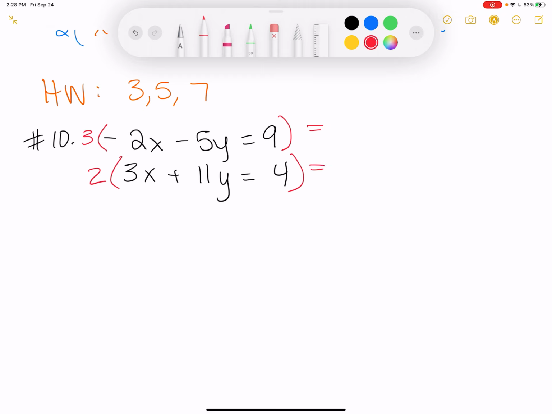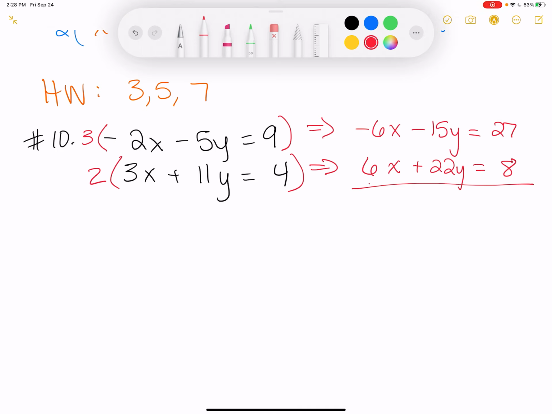So my new equations are negative 6x minus 15y is equal to 27, and 6x plus 22y is equal to 8. And now I can cancel the x's, and so I just have 22y minus 15y, which is 7y, is equal to 35. So y is equal to 5.